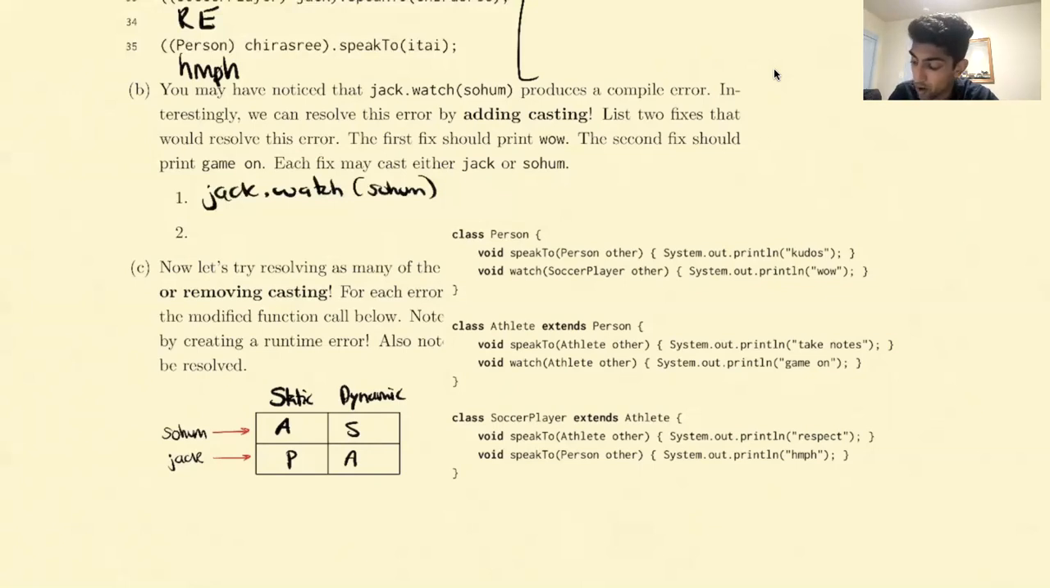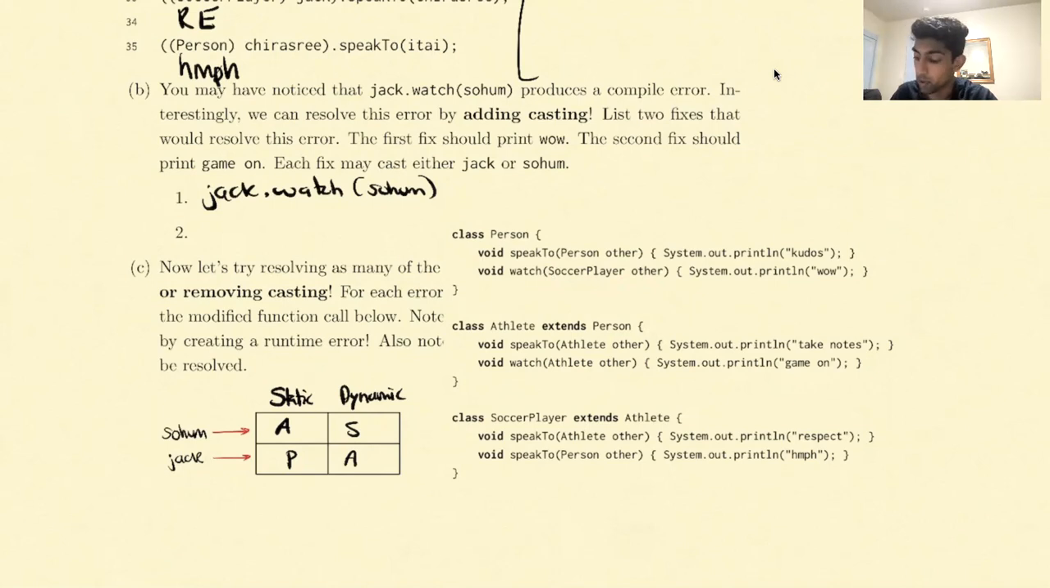So let's recall first, why does jack.watch(Sohum) fail? We have the code copied here, and we have Jack and Sohum's static and dynamic types copied here as well. When we do jack.watch(Sohum), we go to Jack's static type's class, class Person, and we're looking for a watch method that takes in Sohum, who is of static type Athlete. So we look for a watch method that takes in an Athlete, and we find a watch method that takes in a SoccerPlayer. This isn't going to work because an Athlete isn't necessarily a SoccerPlayer.